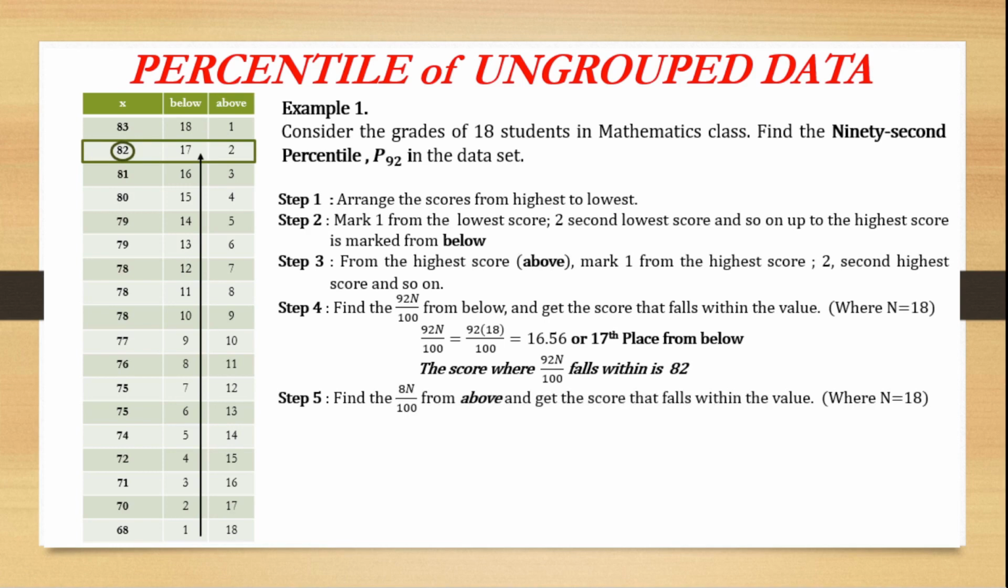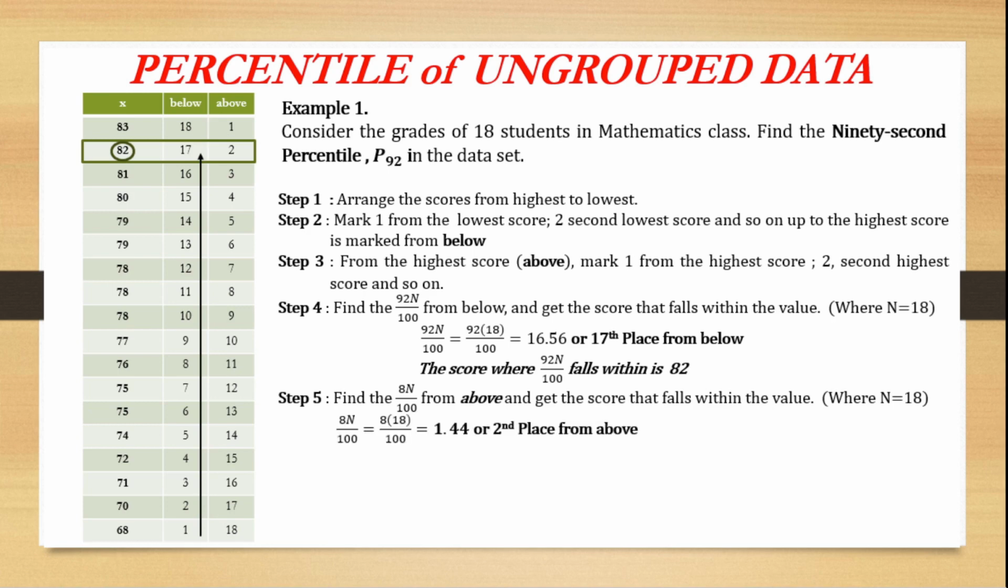Step 5, find the 8n over 100 from above and get the score that falls within the value where n is equal to 18. You may be confused, where did we get 8n over 100? Please take note that percentile is 100. It means that the data is divided into 100 equal parts. Since we are looking for P sub 92, we have to think of a number that we are going to add to 92 that will give a sum of 100. So we add 8 to 92 to make it 100. From above, we are going to use 8n over 100.